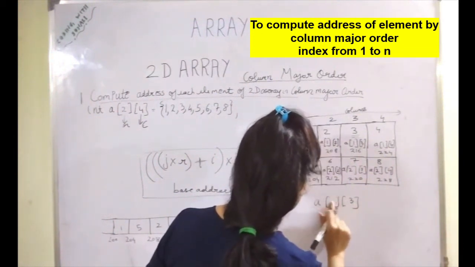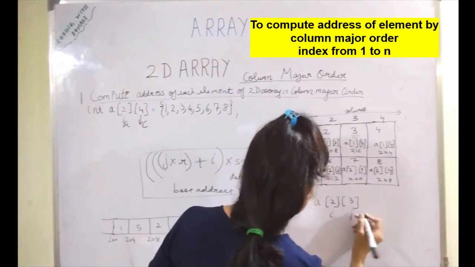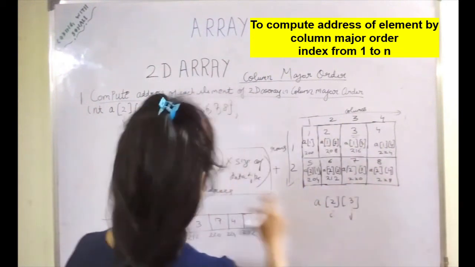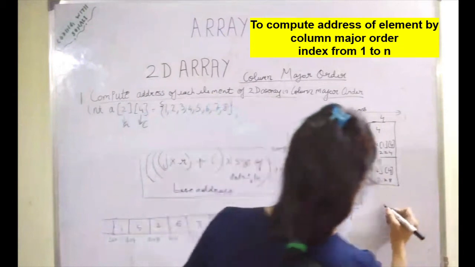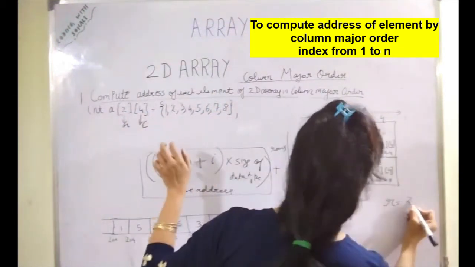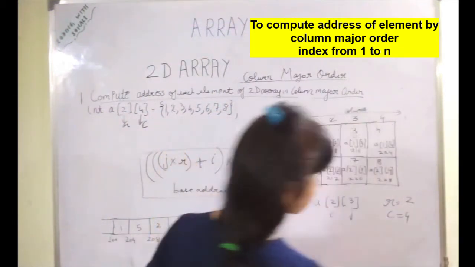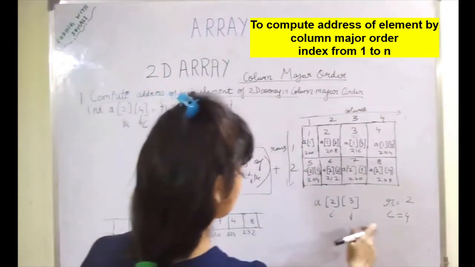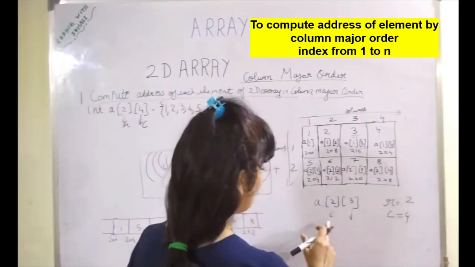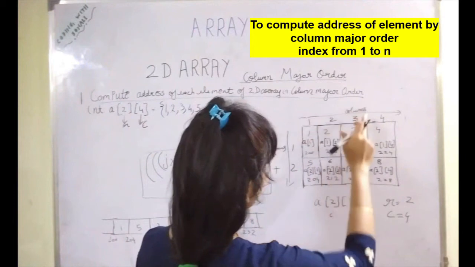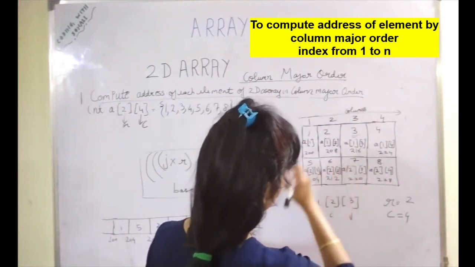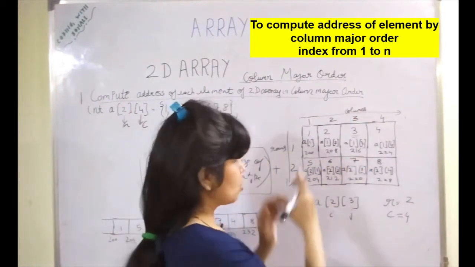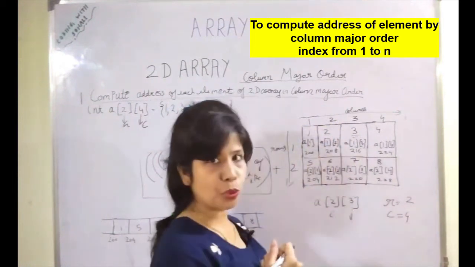So I have to calculate the address of this element, where i is 2 and this is j. And I know that my total number of rows, that is the size of the array, is 2 rows and the column count is 4. Right? Now I have to calculate the address of this. Since it's a column major order, we know that to reach 7 we have to cross the columns. So total 2 columns we have to cross, right?